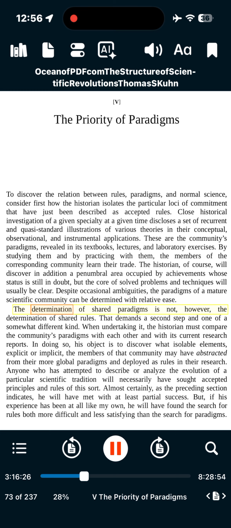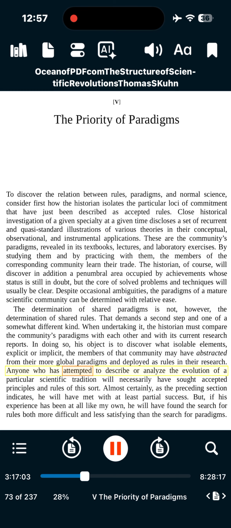The determination of shared paradigms is not, however, the determination of shared rules. That demands a second step and one of a somewhat different kind. When undertaking it, the historian must compare the community's paradigms with each other and with its current research reports. In doing so, his object is to discover what isolable elements, explicit or implicit, the members of that community may have abstracted from their more global paradigms and deployed as rules in their research.